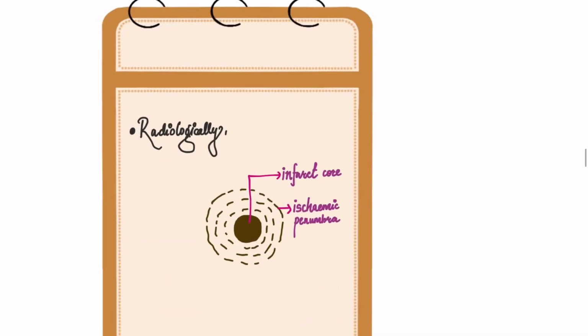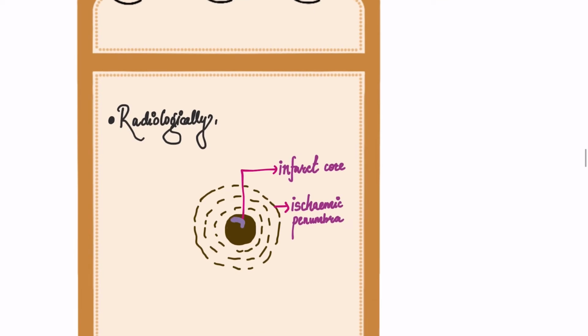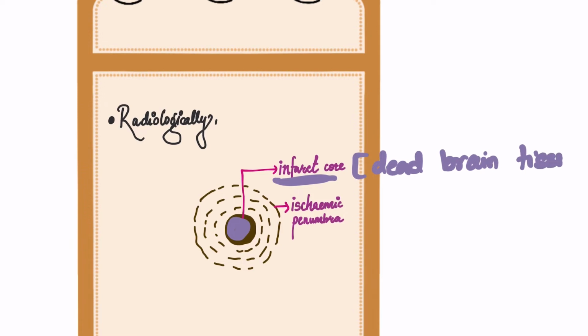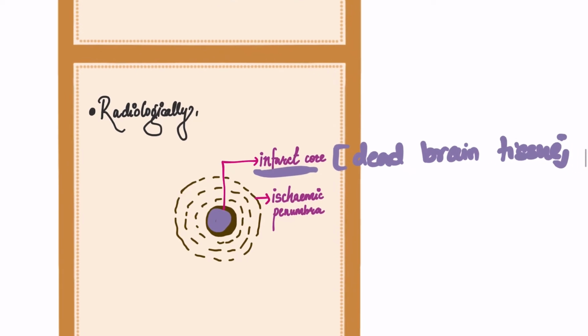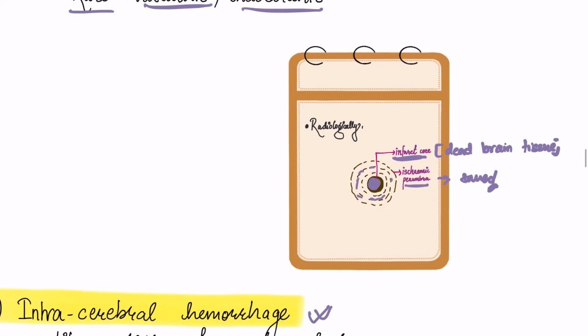In cerebral infarction, radiologically, we can see a central area which is called the infarct core, and the infarct core refers to the dead brain tissue, which cannot be saved even if the blood circulation is restored, while the area surrounding the infarct core is the ischemic penumbra, and this is the tissue which can be saved if the blood supply is restored in time.